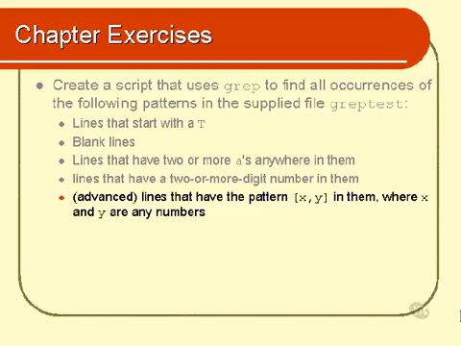Lines that have the pattern open square bracket x comma y in them, but I don't just want to see x comma y, I want to see x and y being actual numbers. So that might be 6, 7 or 38, 126 or something like that, enclosed in square brackets. So there's a little challenging one for you.